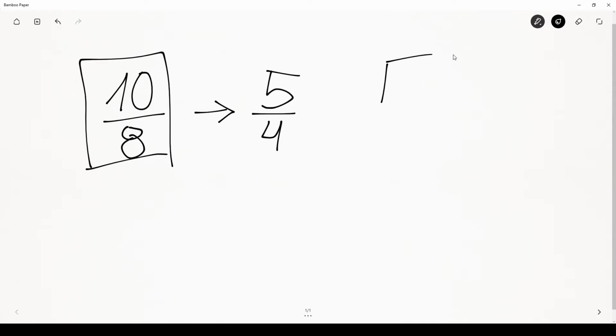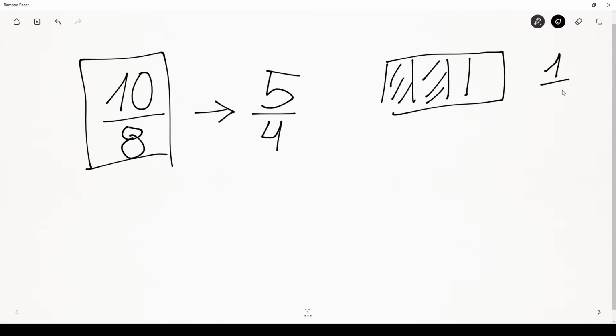Remember, if we have 4 equal pieces and we take up 2, this is half, right? So this is 1 over 2, and it's also 2 parts over 4 because it's 2 pieces out of 4, and it's half. It's the same thing. So this is also the same thing as this. This is not wrong, it's just not simplified.